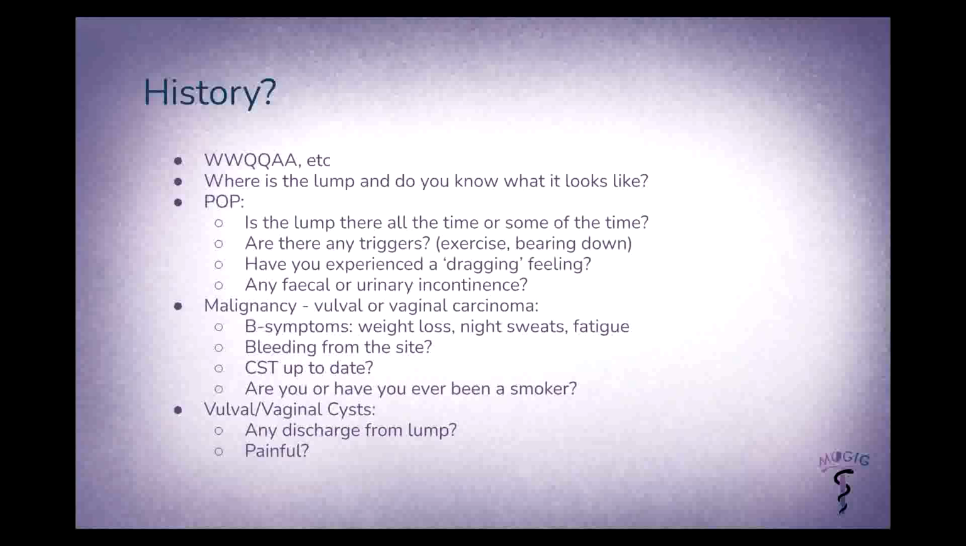The next thing you want to be aware of is any malignancy, particularly vulval or vaginal carcinoma. So of course, we want to ask the usual symptoms about weight loss, night sweats, and fatigue. The other things that we might want to ask about is any bleeding or discharge from the site, whether her CST is up to date, and if she's ever been a smoker, as infection with HPV 16 and 18 and smoking status can be an increased risk factor for both vulval and vaginal carcinoma. The last thing we want to think about is any vulval or vaginal cysts, in which case these are usually painful and may have some discharge associated with them.